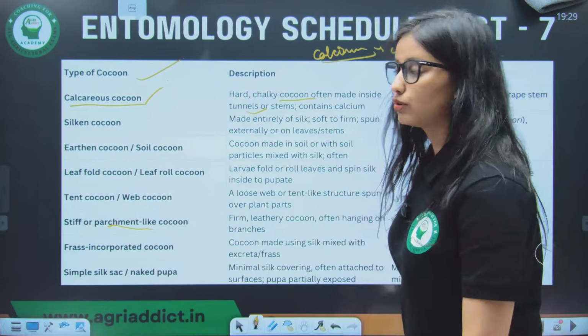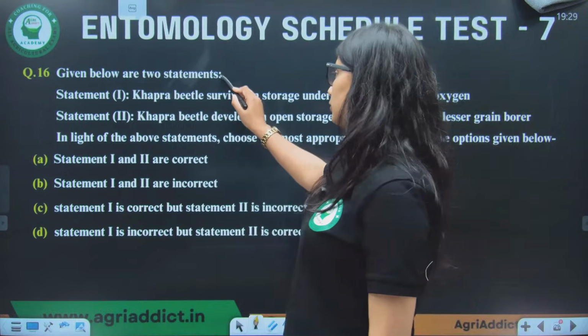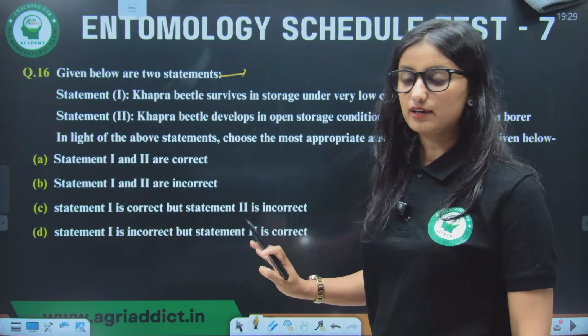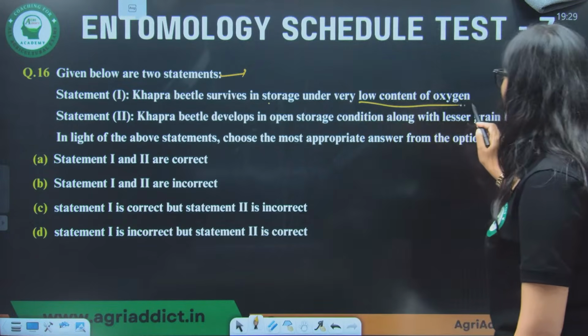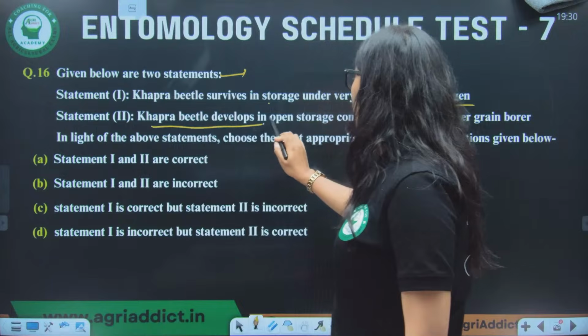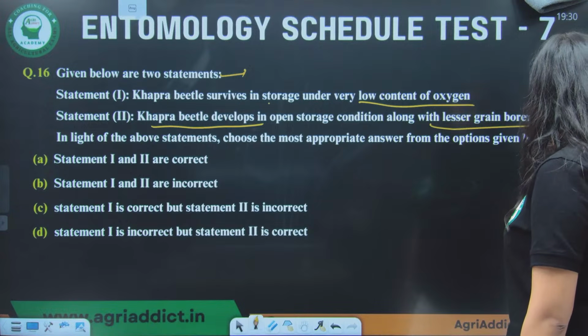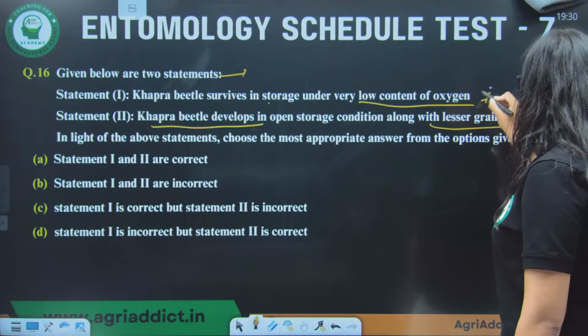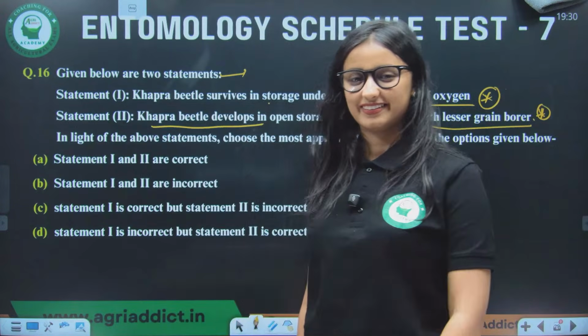Okay, so let's move to the next one. Given below are the two statements. Statement 1: Khapra beetle survives in storage under very low content of oxygen. And second: Khapra beetle develops in open storage condition along with lesser grain borer. Which statement is correct, or both are correct? What is the answer?